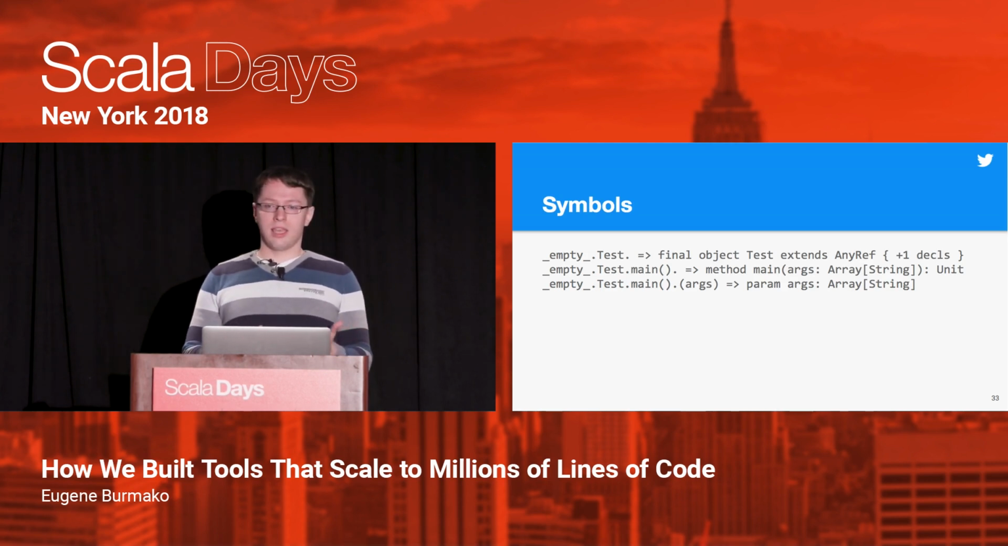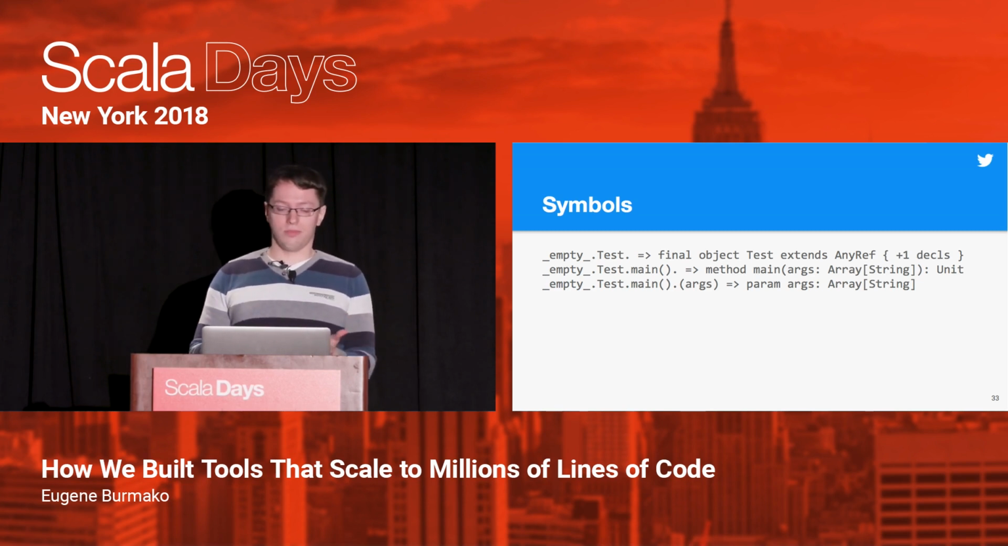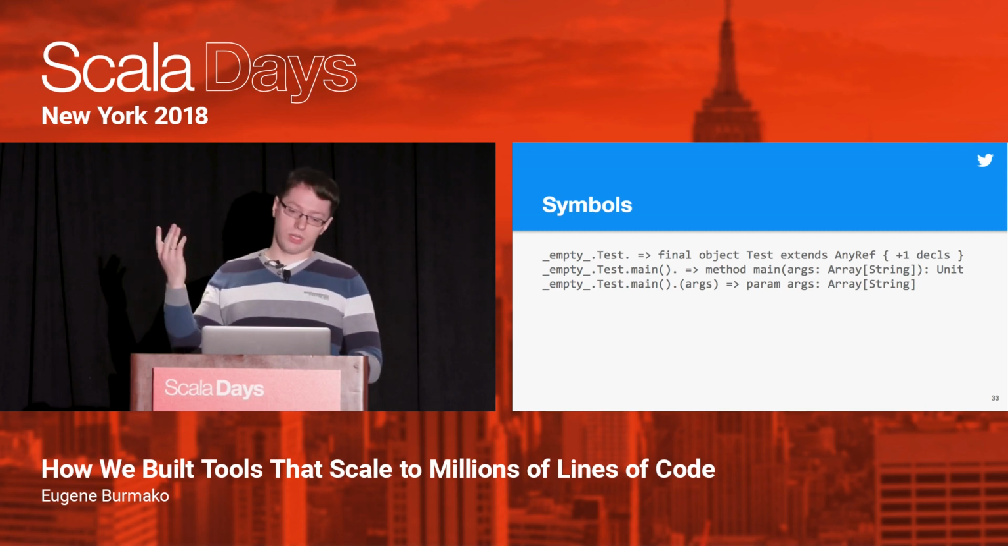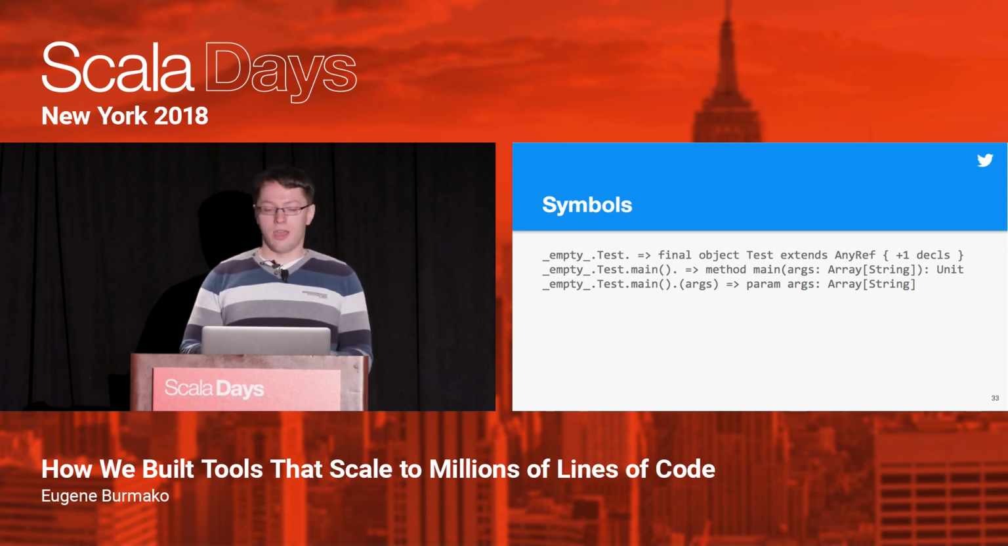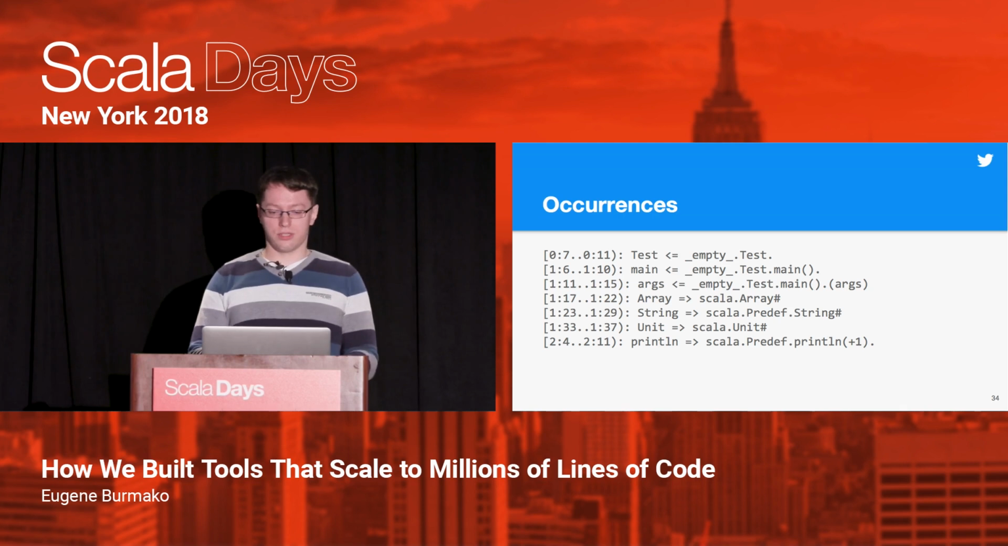What it does, for every definition in the file that we've been compiling, it stores its signature and various metadata about it, like flags, for instance, final for object. So the signature includes base classes and declarations. We can see that for object Test. For methods, it's the entire parameters, parameter types, and return type, and so on and so forth. So that's symbols.